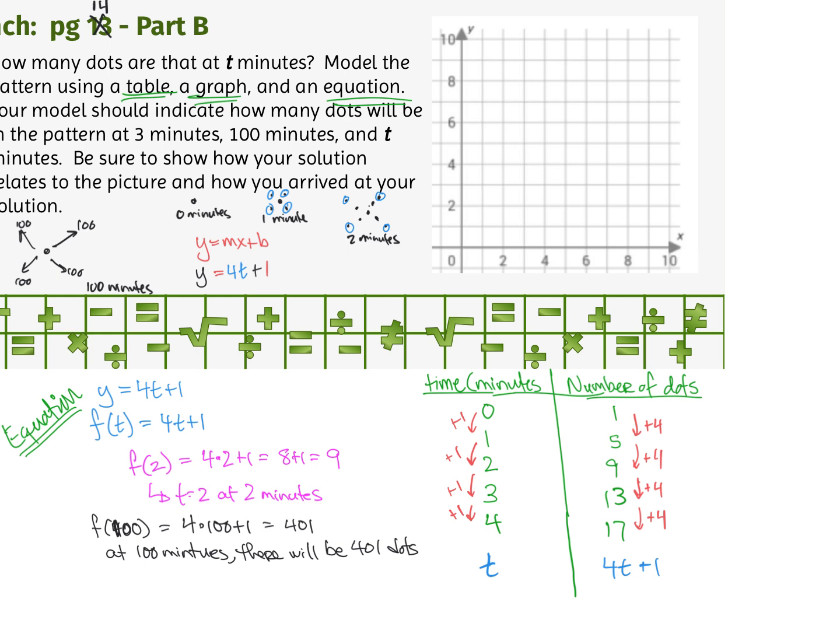All right, so I'm going to go ahead and plot these. At time 0, I have 1. At time 2, I have 9. Right? And then I can keep on going with that. So at time 1, I have 5. Let's put that on there. And then at 2, I have 9.